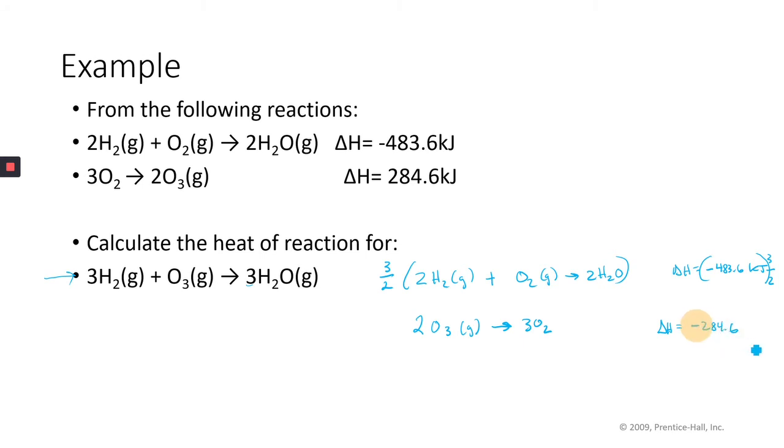So now it becomes negative because I flipped it. But I need only one mole over here. So I need to multiply this whole thing by 1/2. And now if I check this out, I'm going to end up with 3 waters.